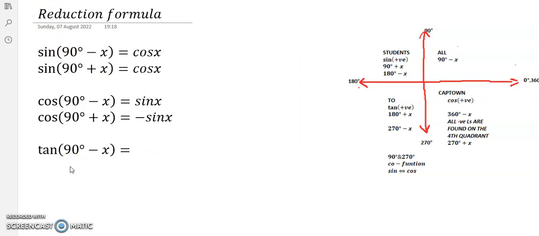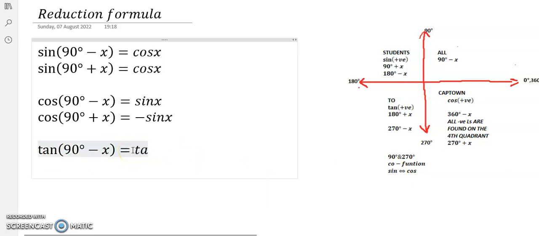On 90 degrees minus, all trig ratios are positive, then here we're gonna have positive trig ratio. However, this time around it is tangent, which is not just like sine or cos, where the cofunction of sine is cos and the cofunction of cos is sine. Then here we will simply write it as tan x, because on 90 degrees minus, all trig ratios are positive. That's why we have positive tangent of x.